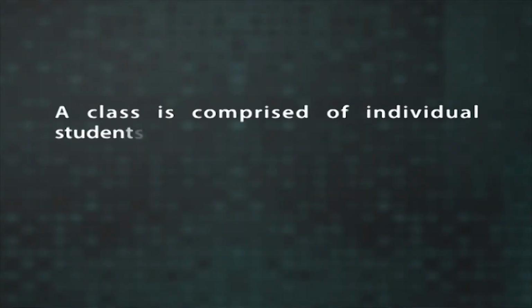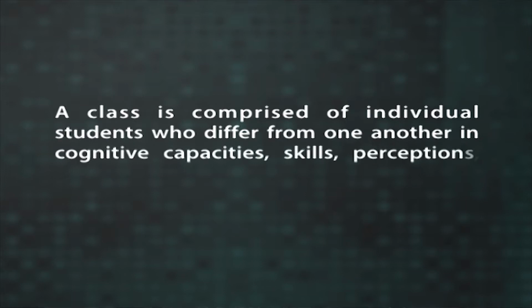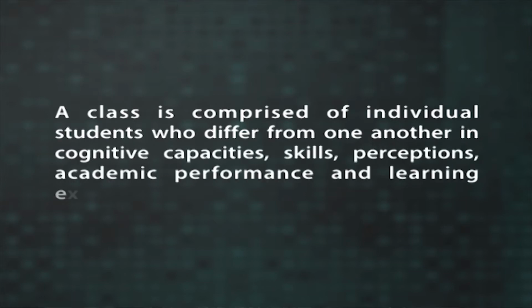As we know, a class is comprised of individual students who differ from one another in cognitive capacities, skills, perceptions, academic performance and learning experiences. The pace of learning also varies from one student to another. The mass instruction method does not take into consideration such differences and unique requirements of individual students.